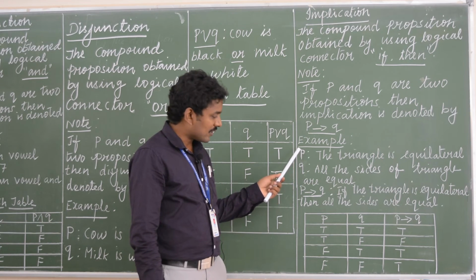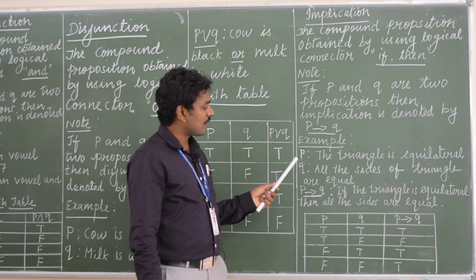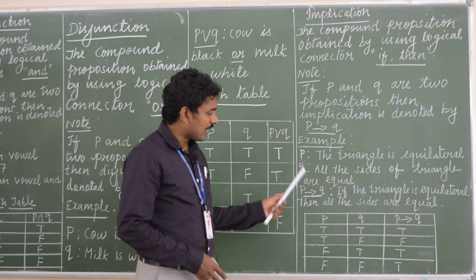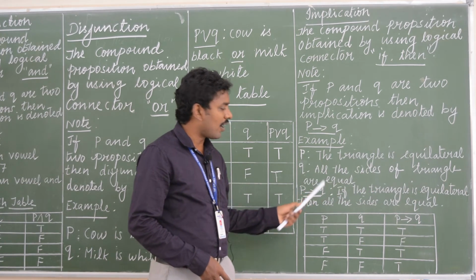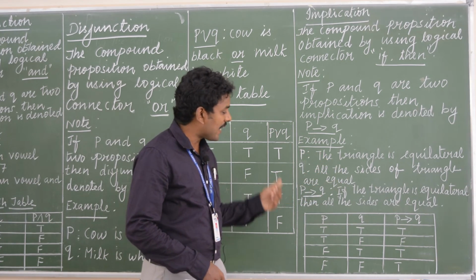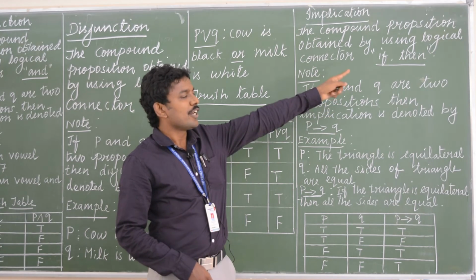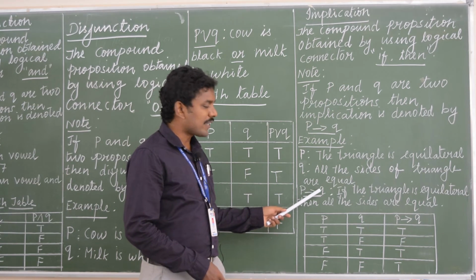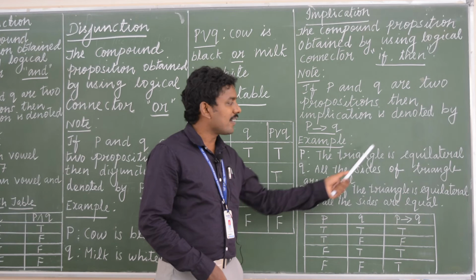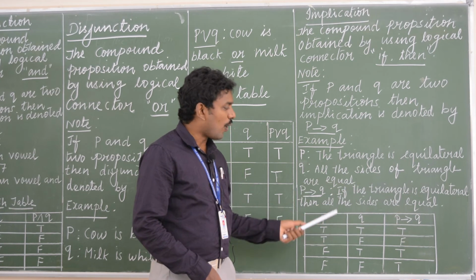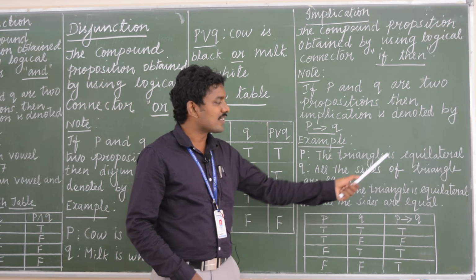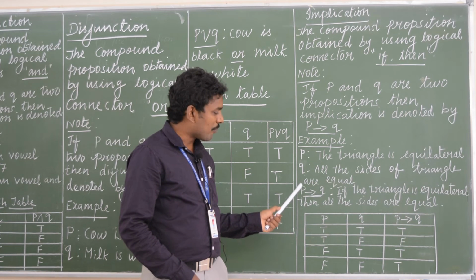I have considered two propositions as usual. The first one, P, says the triangle is equilateral, a proposition, and Q says all the sides of the triangle are equal. These are two simple propositions, and they can be connected by using the logical connector if then. And P implies Q, in which we use if then. Observe, if the triangle is equilateral, then all the sides are equal.